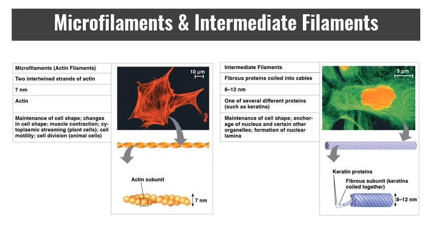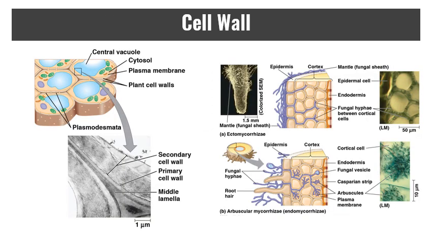The cell wall is made of a variety of materials, mainly polysaccharides, and which polysaccharide it is depends on what type of cell you are looking at. Cellulose in plants, fungi have chitin, bacteria have peptidoglycan, but it is a structural thing.